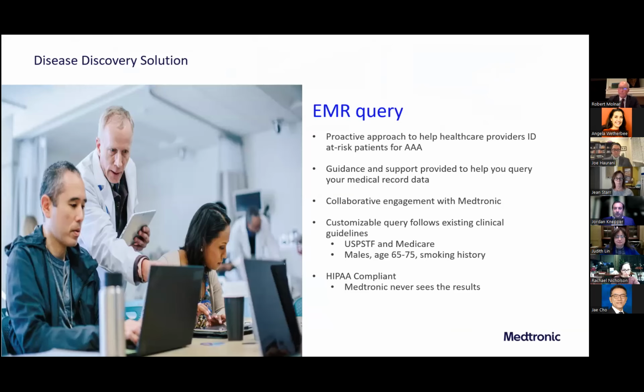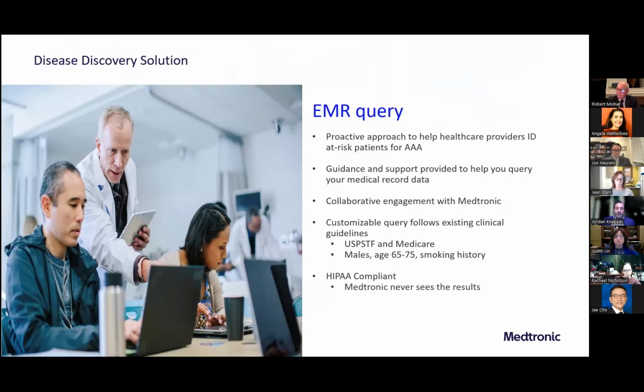So the EMR query is a proactive approach. And really, we're going to talk about the AAA screening here tonight, because that's what we're going through right now and have the best experience with. But it will query your medical records. There had been an outside company that had offered this previously, and there was a good fee associated with this, but Medtronic has worked and now gives this to partnering physicians free of cost.